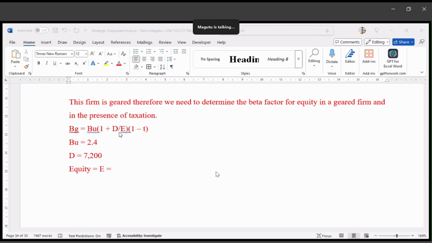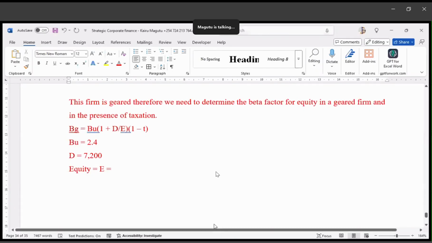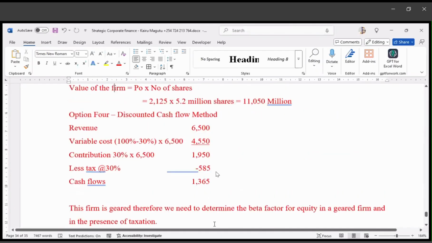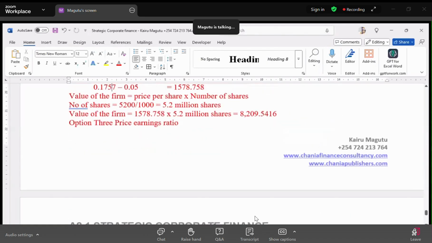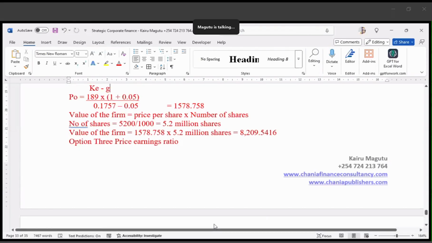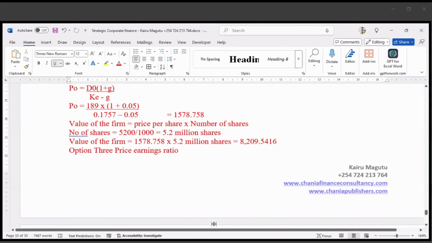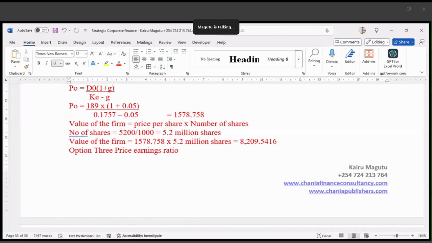Someone to help me get that equity. Did we compute the equity somewhere? I think you must have computed equity. Value of the farm. We have value of the farm. The market price is 15 times that. No, are we getting it right? Can someone help me get that value of equity?